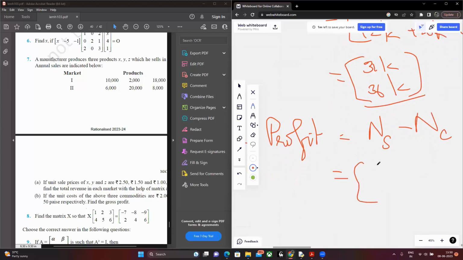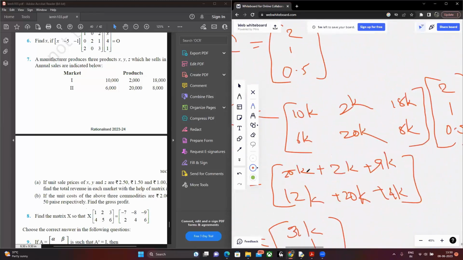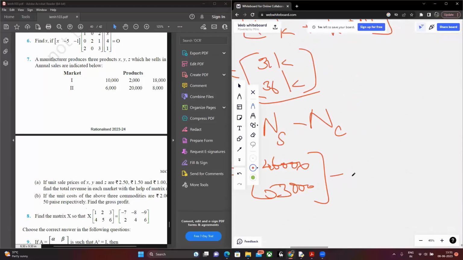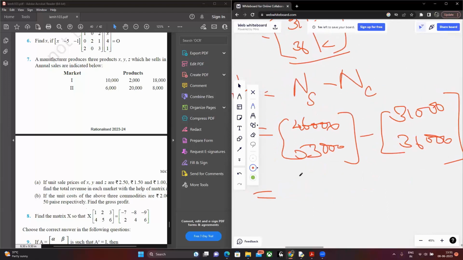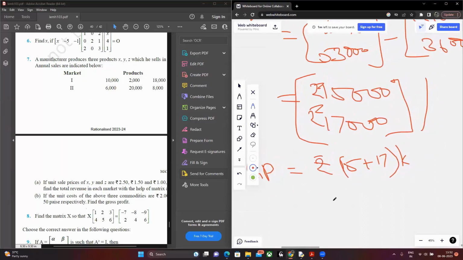Since we have a matrix of two markets over here, we'll make this 46,000 and 53,000, minus 31,000 and 36,000, which is equal to 15,000 and 17,000. Your gross profit GP is going to be rupees 15K plus 17K, which is basically rupees 32,000, right? Because gross profit is basically the profit in all markets combined. It's not the profit in each single market.